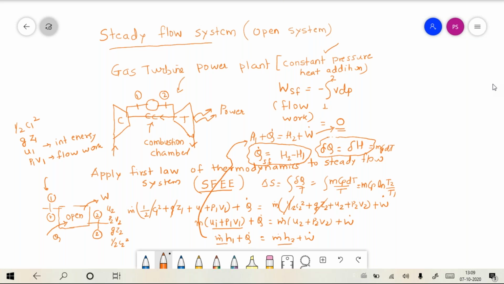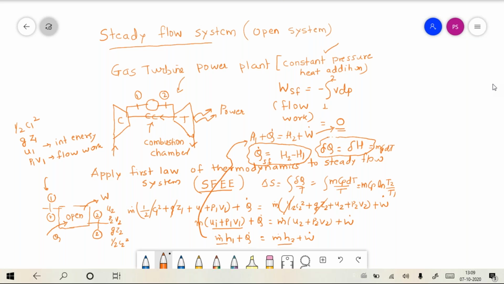Okay, we talked about a constant pressure process involving ideal gases. We are talking about ideal gas as the working fluid, and we talked about two systems. One is the closed system and the other is an open system. Now let me talk about another important process, which is a reversible adiabatic process.